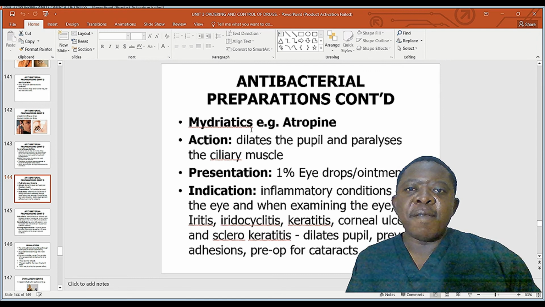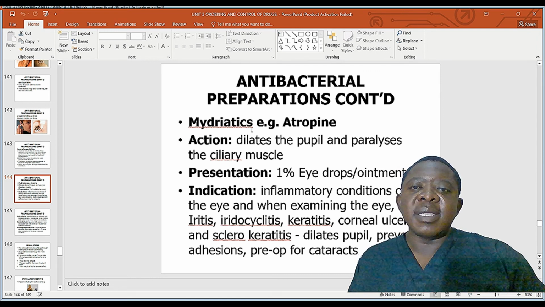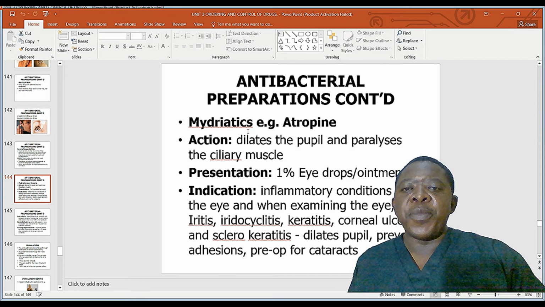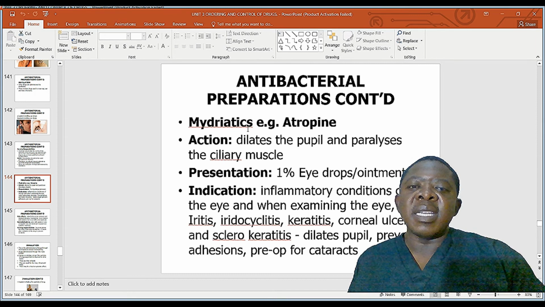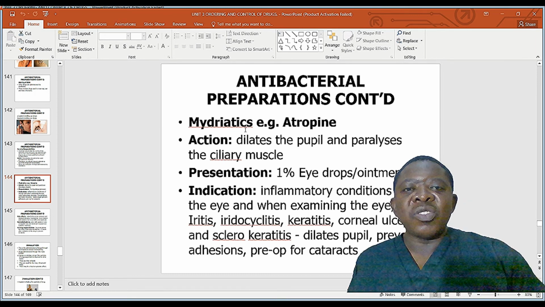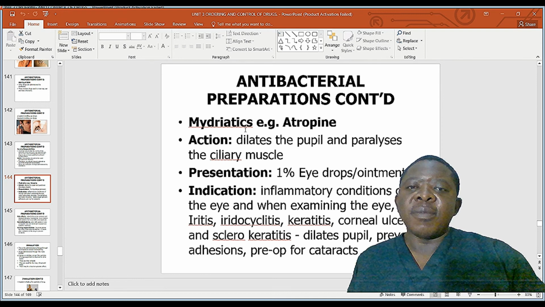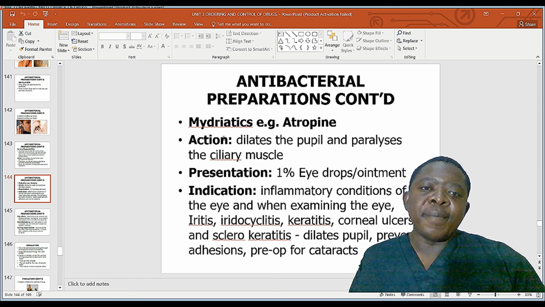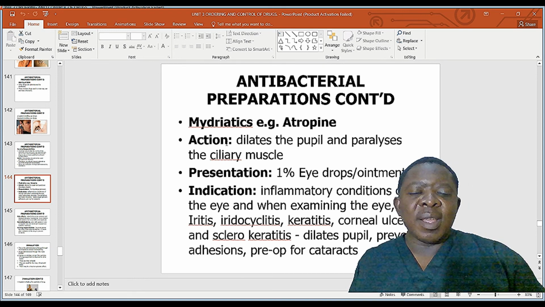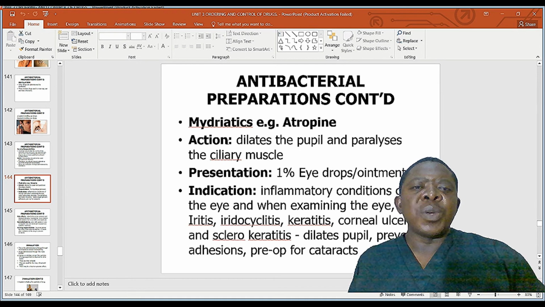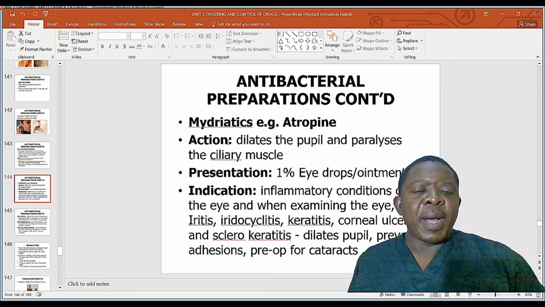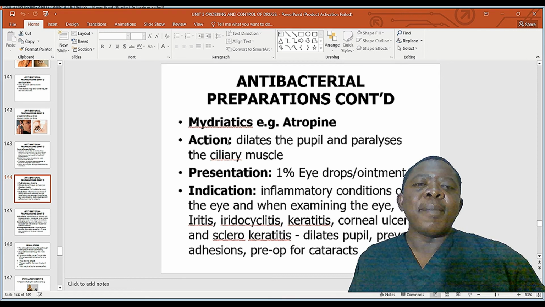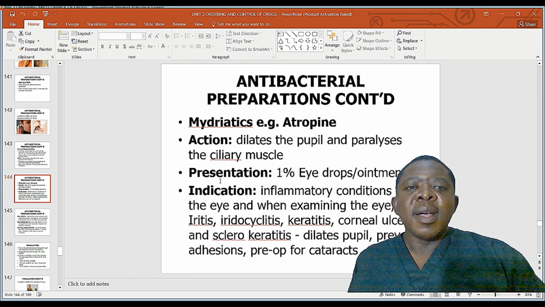Okay, we have mydriatics, for instance, atropine. Mydriatics dilate the pupil and paralyze the ciliary muscle. So mydriatics, for example atropine, dilate the pupil, and they paralyze the ciliary muscle. So when talking of ophthalmology drugs, when we just talk of mydriatics, the D part there reminds me that we are talking about drugs that dilate the pupil and paralyze the ciliary muscle.